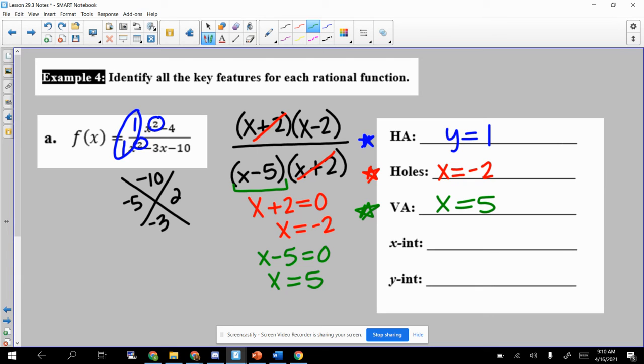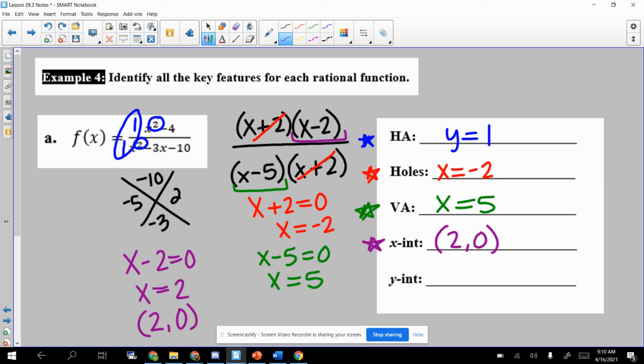Okay. Next, I'm going to find my x-intercept by setting what is left in the numerator equal to 0. So that's going to be at x equals 2. But remember, these we want to write as an ordered pair. So let me write that here, (2, 0). And then last up, you can plug in 0 for all of your x values. Or if you wanted to, you can just do it.